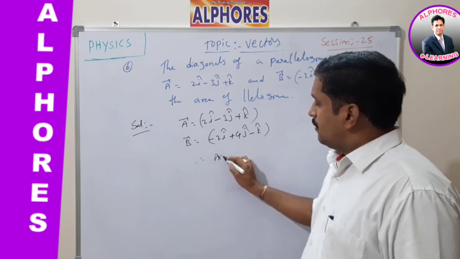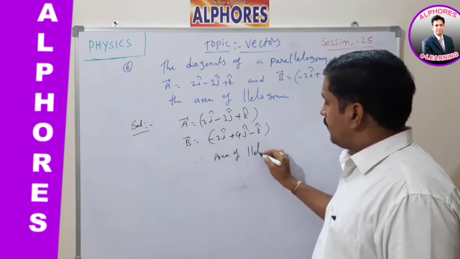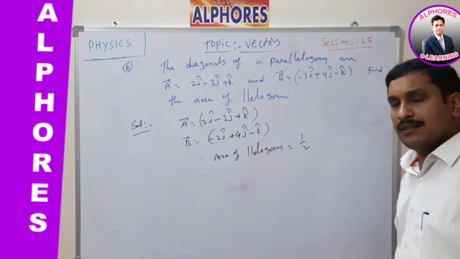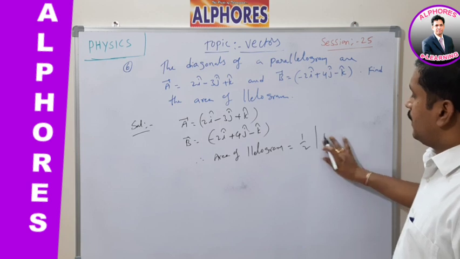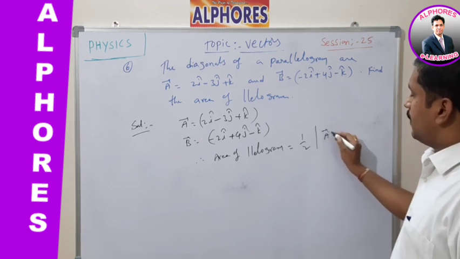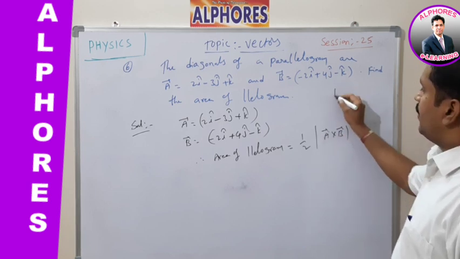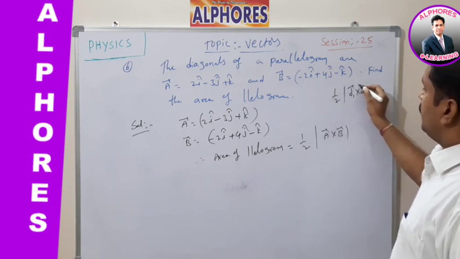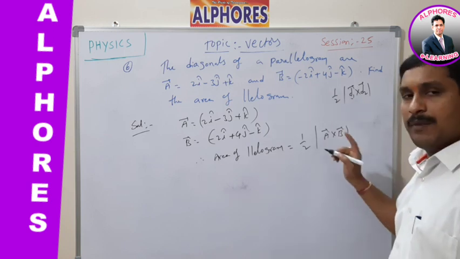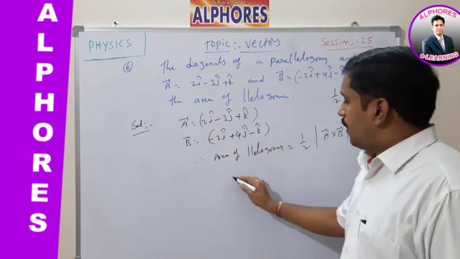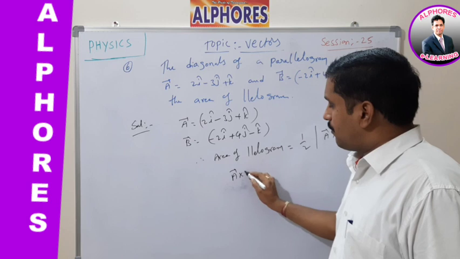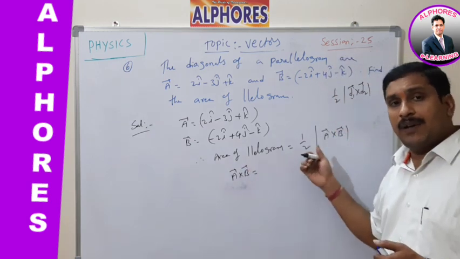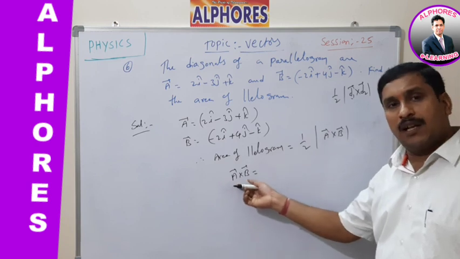Therefore, the area of the parallelogram in terms of diagonals is half the modulus of a bar cross b bar. Yesterday, the formula was half the modulus of D1 bar cross D2 bar, where here D1 and D2 are represented by a and b. In order to find the area of the parallelogram, first we have to find the value of a bar cross b bar.